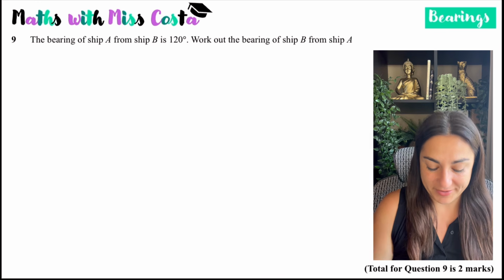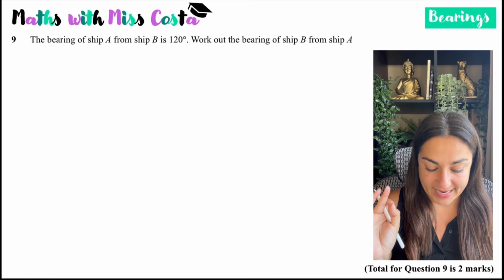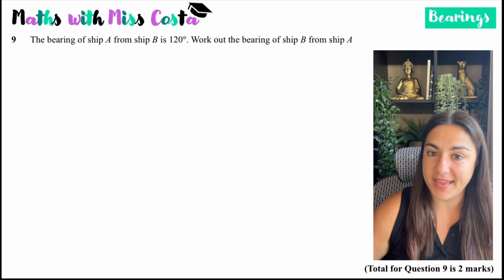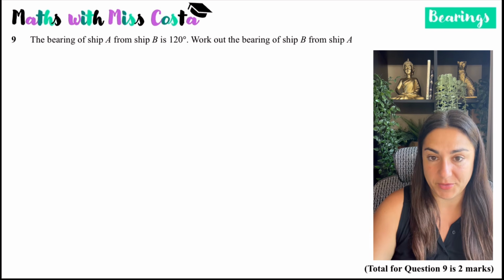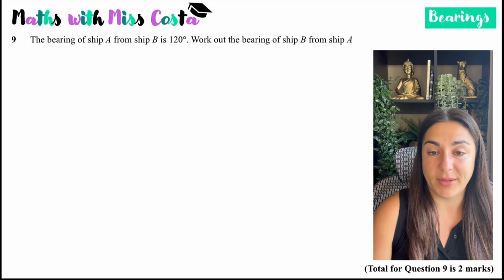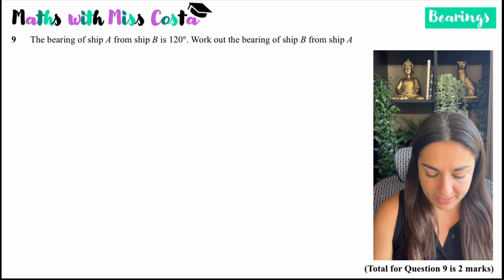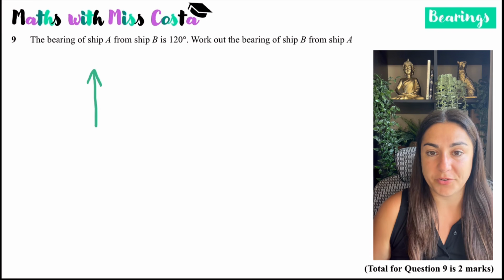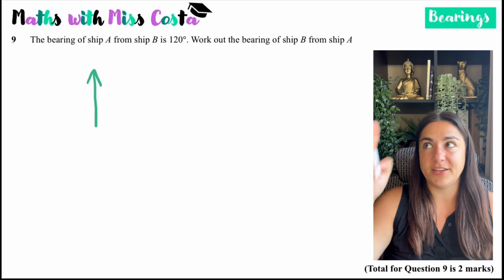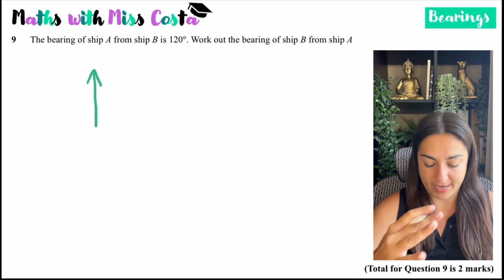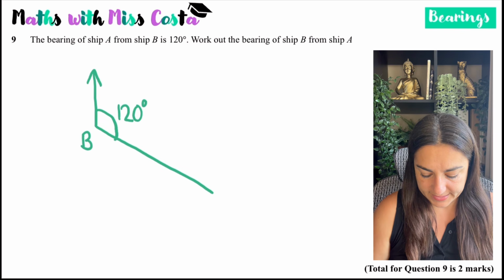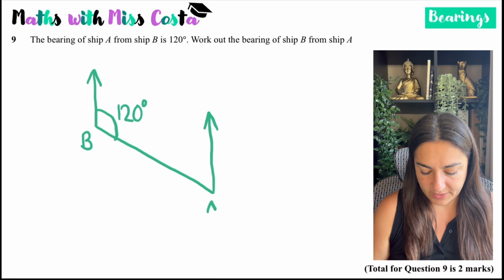Okay, so here we've got a bearings question, and I'm told that the bearing of ship A from ship B is 120 degrees, and I then need to work out the bearing of ship B from ship A. So the first thing I would recommend doing is drawing out a little diagram for yourself here. So the bearing of ship A from ship B is 120 degrees. So if you try and visualize 120 degrees, you know it's slightly more than a right angle. So ship B must be here, and that's an angle of 120 degrees. And then ship A can go here.